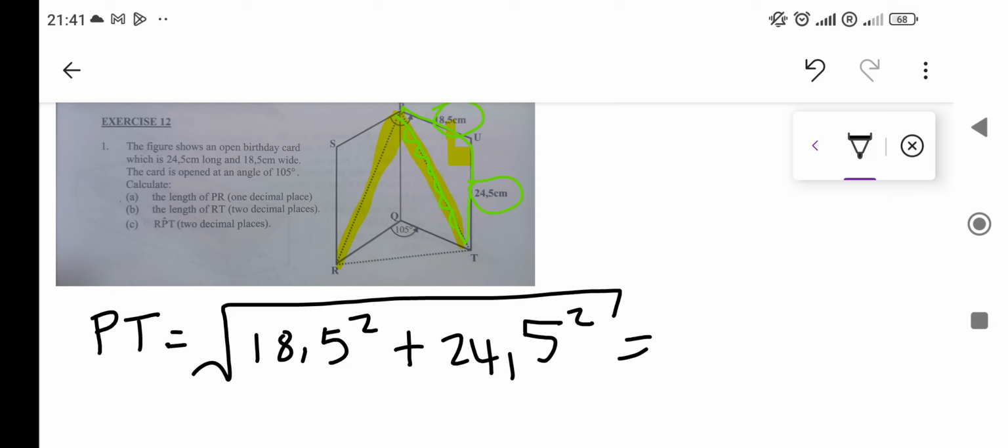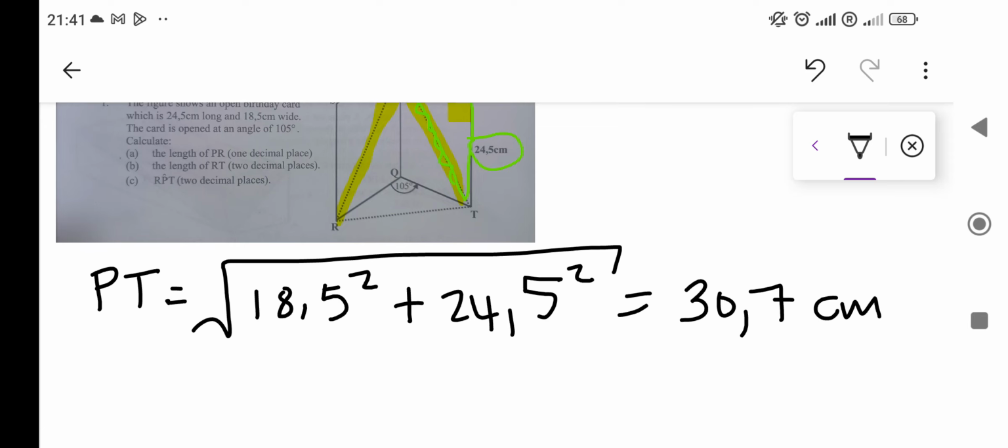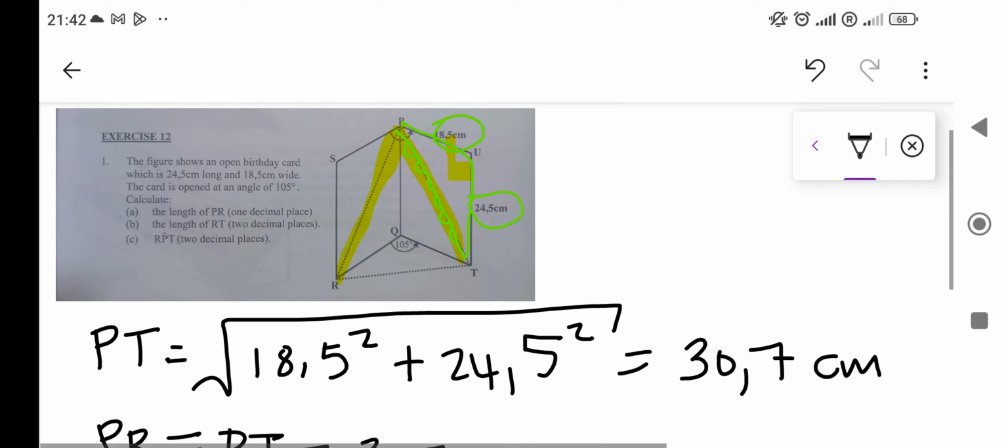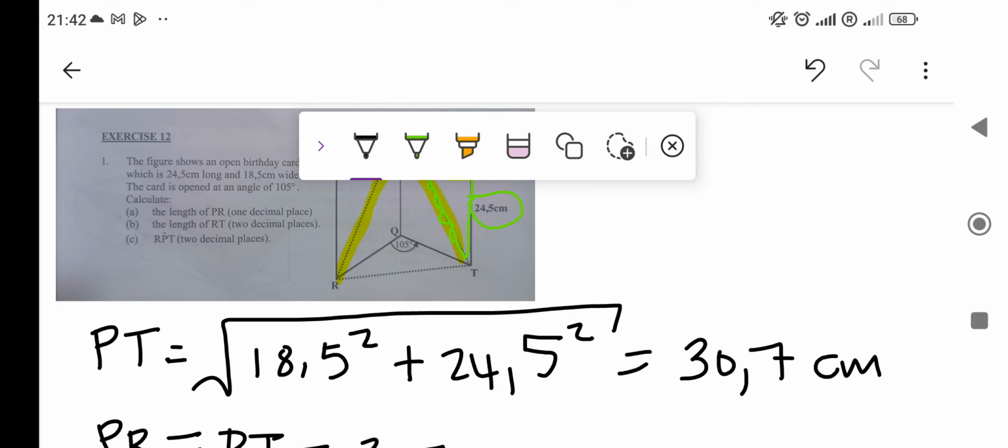So we put all of that in our calculator. The calculator tells us the answer is 30,7, and we're dealing with centimeters, so don't forget to write your unit. So we found PT, but we can also say that PR, which is actually what you wanted, is equal to PT, which is 30,7 centimeters. Great. What do they want next? Next they want RT.